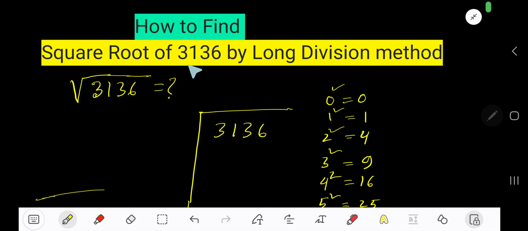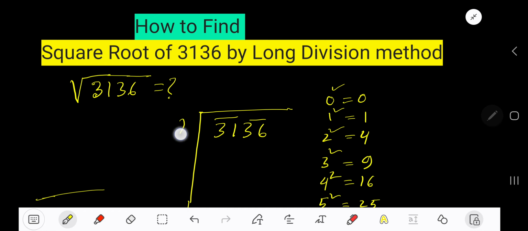Find the square root of 3136 by long division method. Make pairs from right-hand side to left-hand side. This is your first pair, then this is your second pair. So work on this second pair, 31.